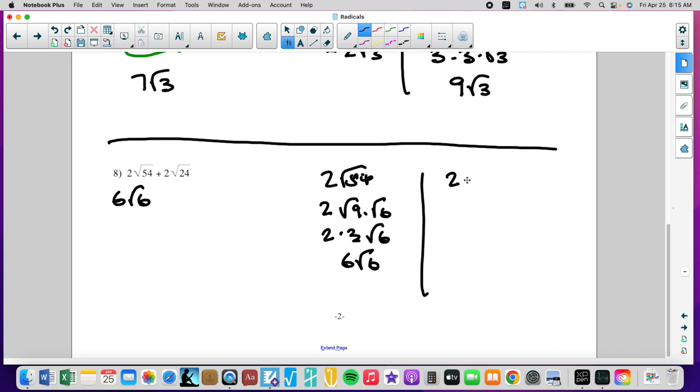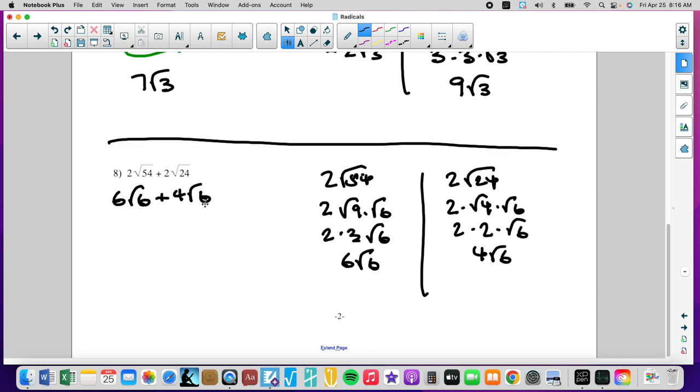And now we take 2 rad 24, and we're going to simplify that. So rad 24, I'm going to break into rad 4, rad 6. And rad 4 is a perfect square. And the 2s are outside multiplying each other. So that simplifies to 4 rad 6. So 2 rad 24 becomes 4 rad 6.